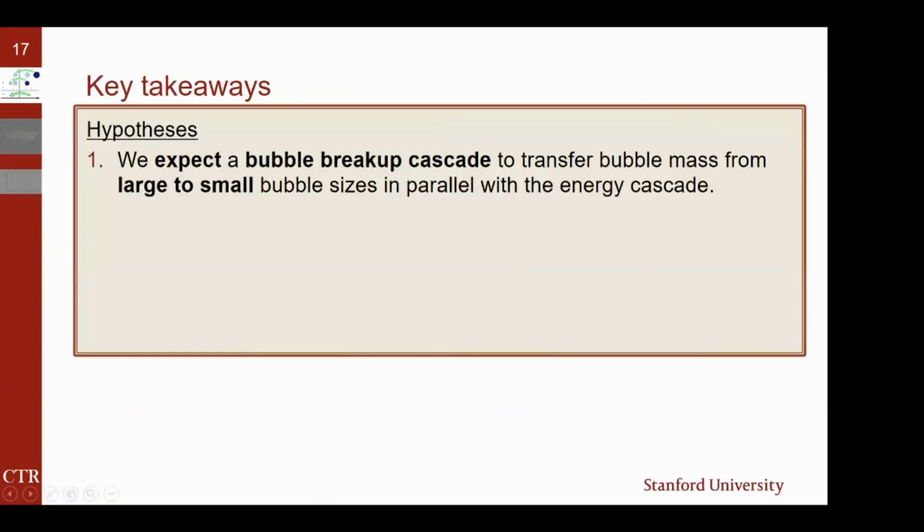So this is perhaps the first takeaway of this theoretical section. We hypothesize that a breakup cascade exists, transferring bubble mass from large to small sizes in parallel with the energy cascade. So these two cascades happen together. And just to give you a sense of what this bubble mass transfer is like, how do we quantify it?